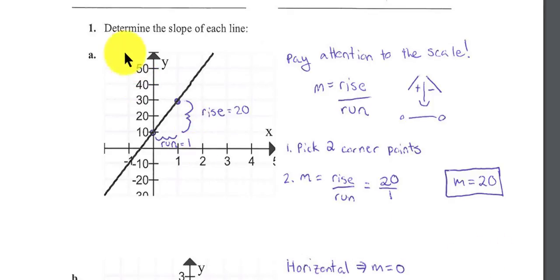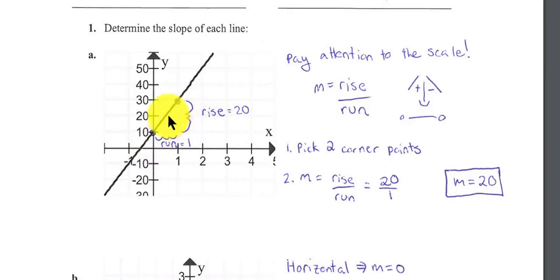So question 1A is a little tricky. You notice the scale is a little bit different here, right? Normally we count by ones, but the y-axis, or the vertical axis, we're counting by tens. So many of you have been taught that the slope is really equal to the rise over the run, right?